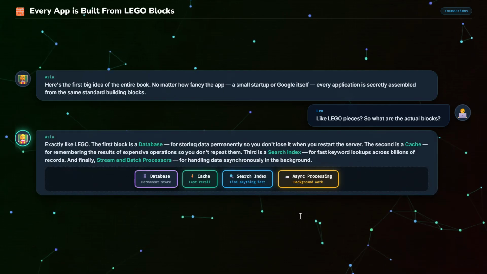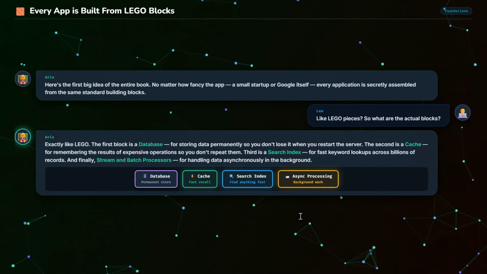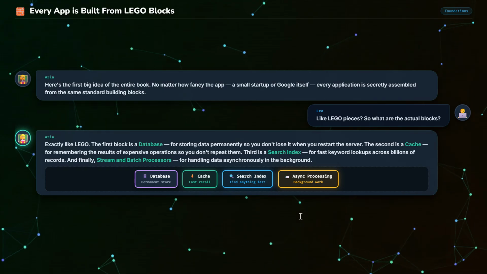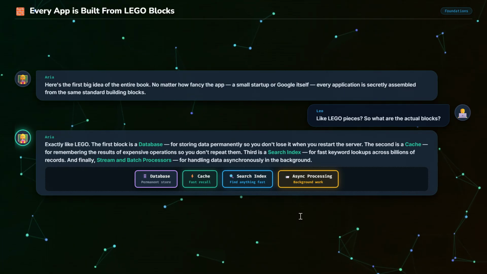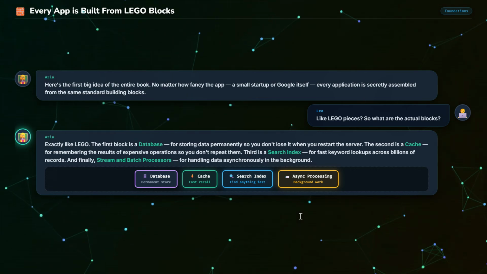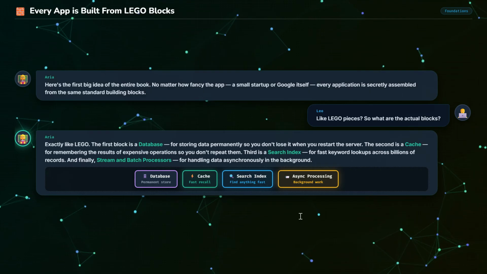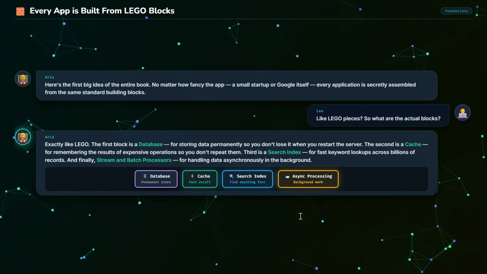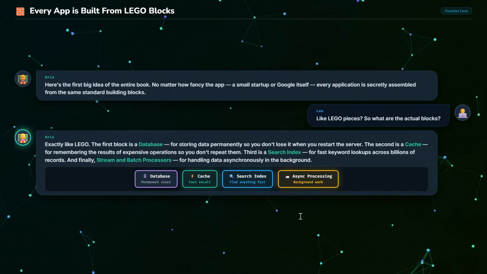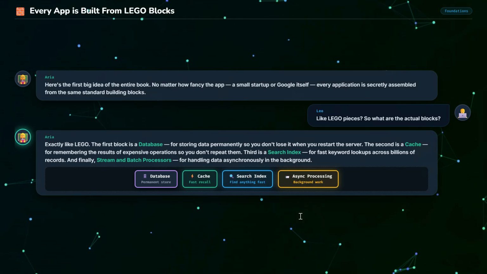Exactly like Lego. The first block is a database, something that stores your data permanently so you do not lose it when you restart. The second is a cache, which remembers the results of expensive operations so you do not repeat them unnecessarily. Third is a search index for doing fast keyword lookups across billions of records. And finally, stream and batch processors for handling large amounts of data asynchronously in the background without slowing down the main application.